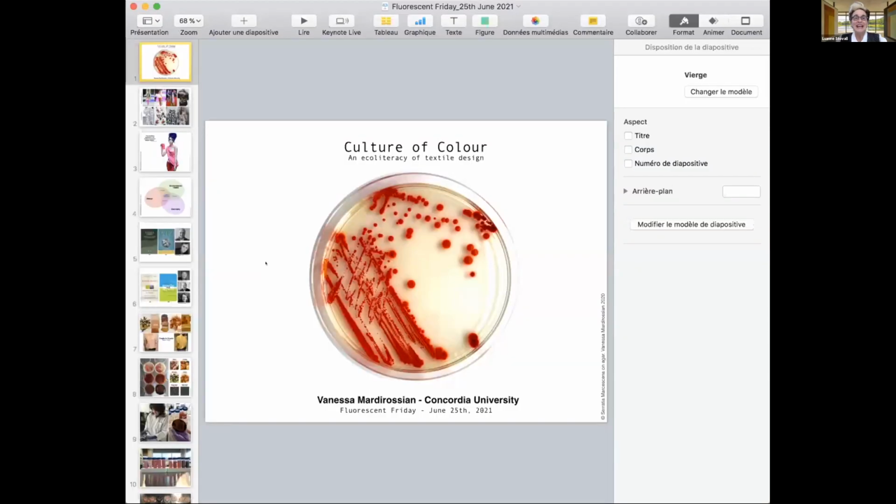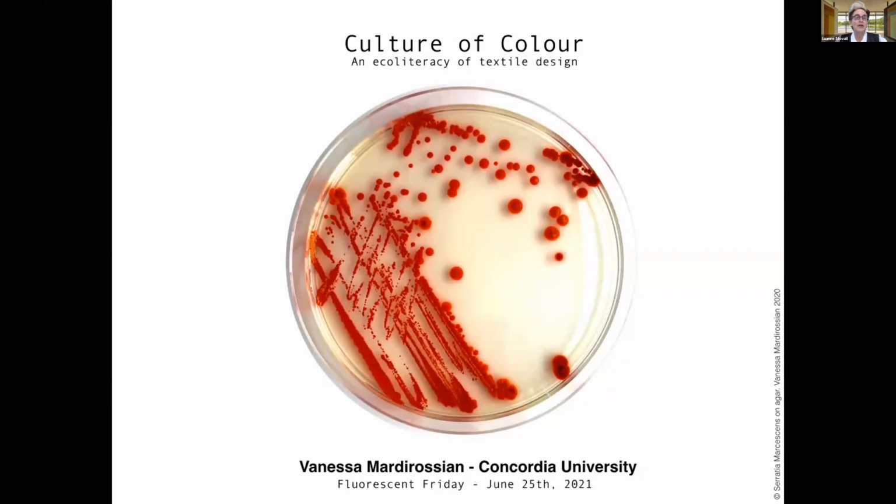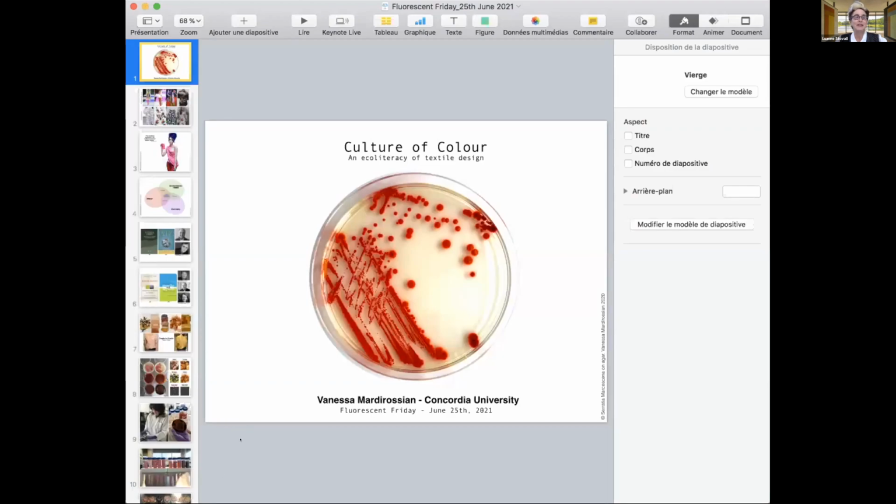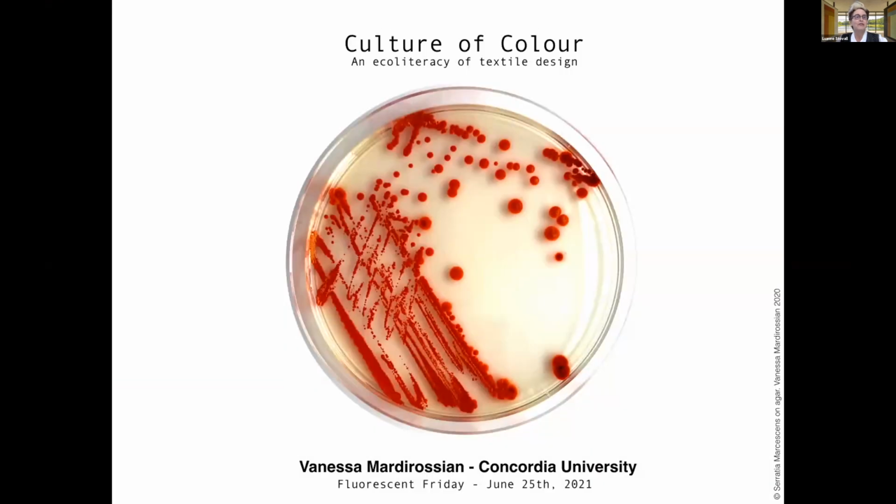She's from Concordia University. Vanessa worked as a textile designer for more than 20 years in all sectors of the fashion industry. Concerned about the environmental impact of the textile industry, she's conducting a doctoral research that engages in an iterative dialogue between design, chemistry, and environmental health to reflect on a critical approach to textile materiality and address complex social issues through the prism of graphics and color. She'll be talking about the culture of color and eco-literacy of textile design. Vanessa, the screen is yours. Welcome to Fluorescent Fridays. Thank you so much.